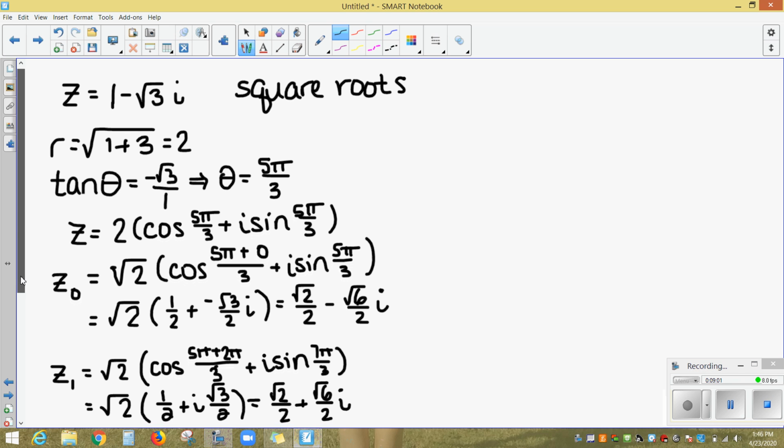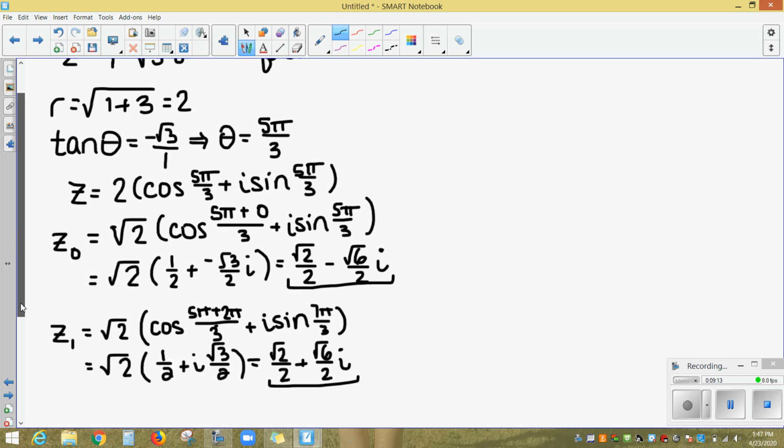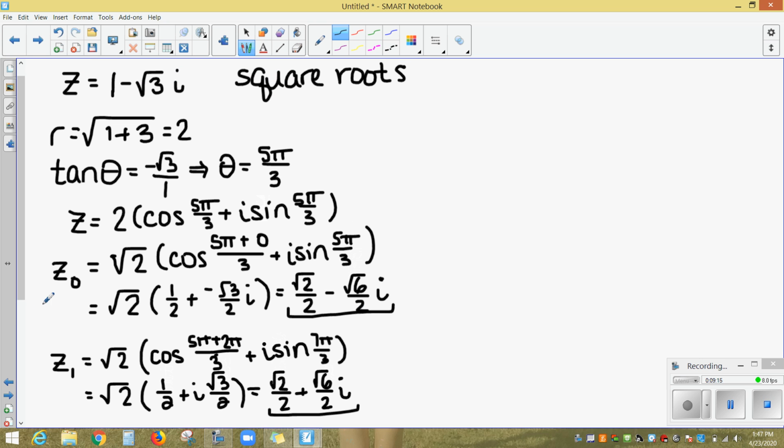Okay, so here is what I've gotten for my 2 square roots of 1 minus the square root of 3 times i. Okay, I'm going to tell you though that I checked these and neither of these are right. So I've paused the video now and I've done it 2 or 3 different times and I'm not seeing where my mistake is. So I would like very much if you guys, when you watch this, could sit down and play with it and tell me where I went wrong.